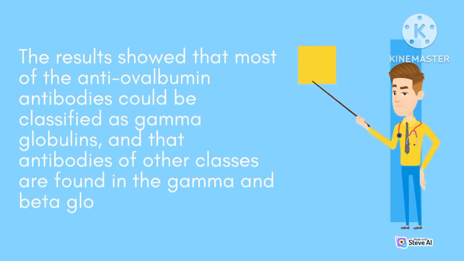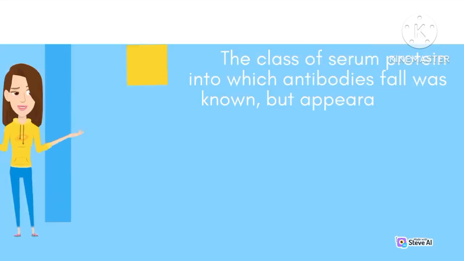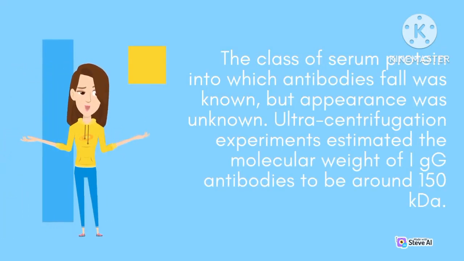The results showed that most of the anti-ovalbumin antibodies could be classified as gamma globulins, and that antibodies of other classes are found in the gamma and beta globulin peaks. The class of serum protein into which antibodies fall was known, but their appearance was unknown. Ultracentrifugation experiments estimated the molecular weight of IgG antibodies to be around 150 kDa.